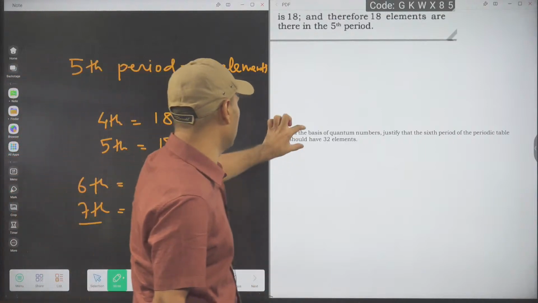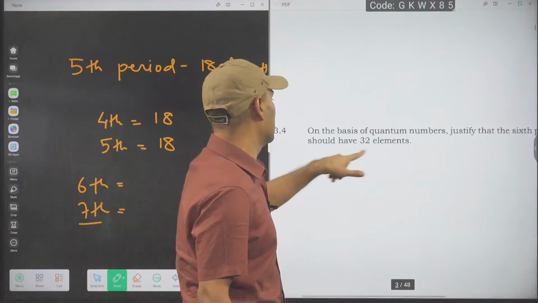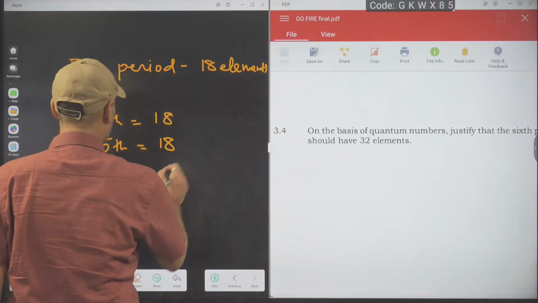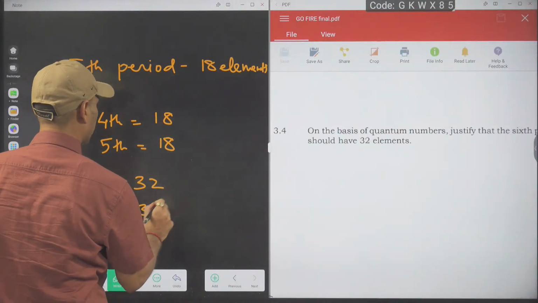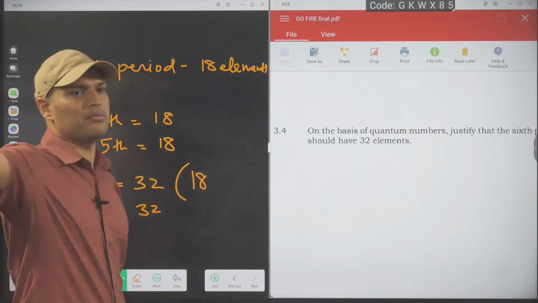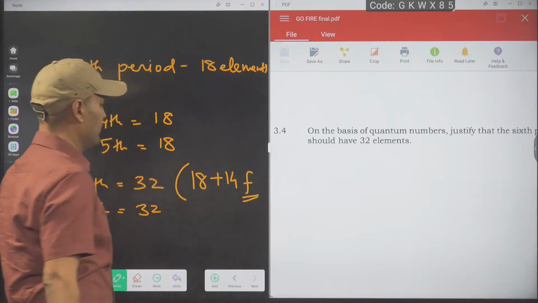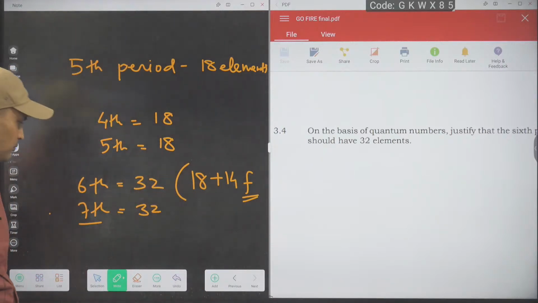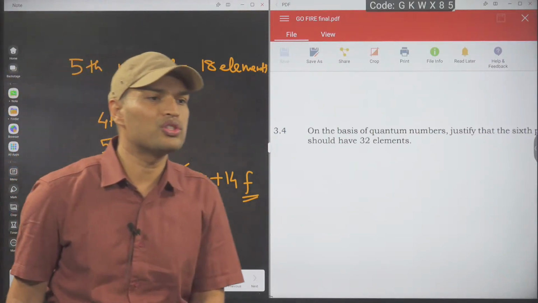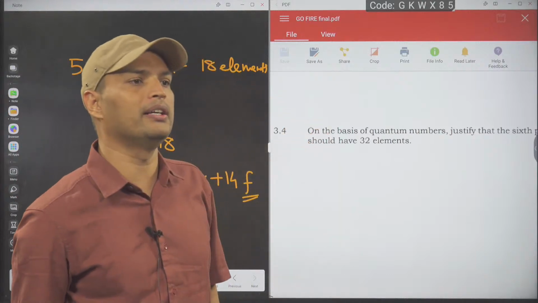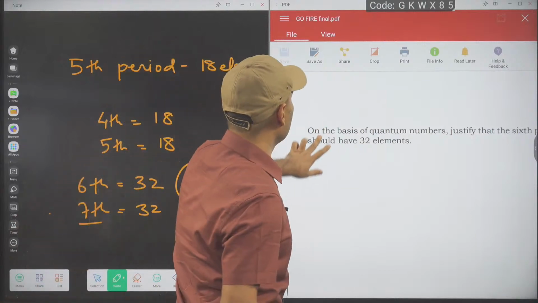Similar question: on the basis of quantum number, justify that 6th period elements have 32 electrons. So now we know that these have 32, 32. How will you know this? Sir, 18 normally I am seeing, and 14 f electrons are also there. So 14 plus 18 is 32. The point is how to explain this. In the question they are asking to explain from quantum number. How will we explain from quantum number? So you will see the solution.